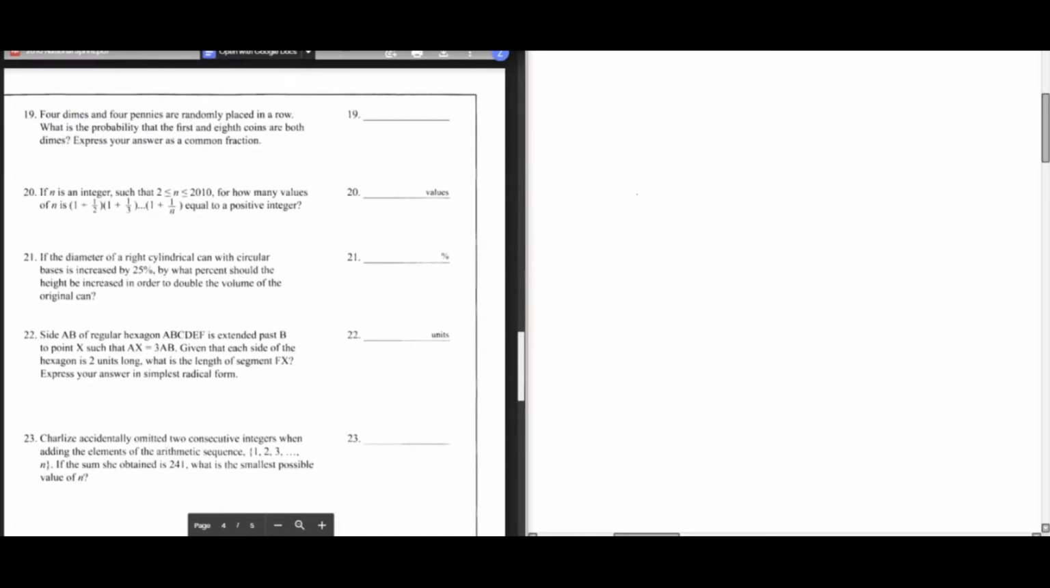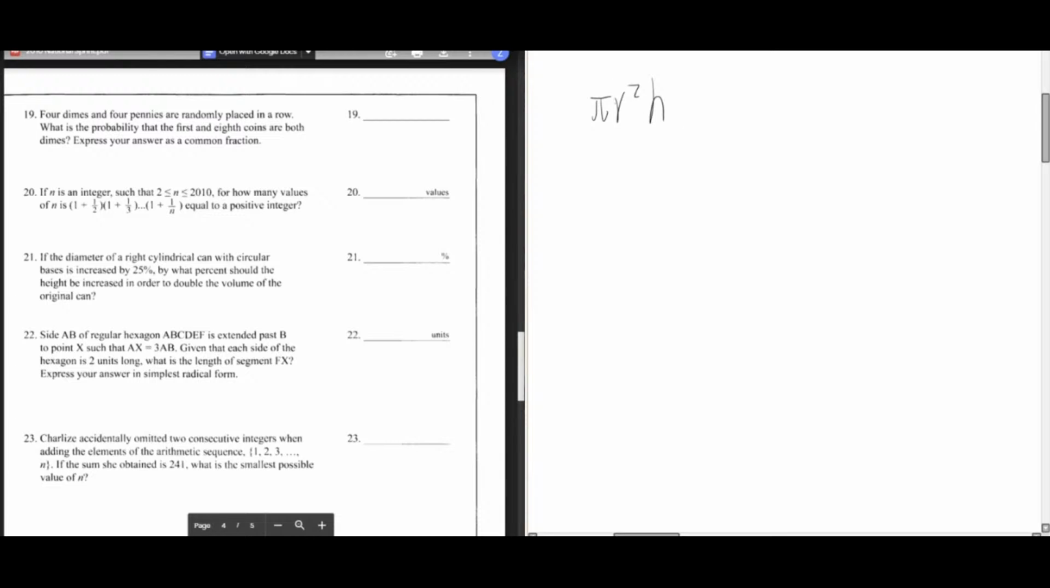So, let's think about the equation for a cylinder, right? The equation for the volume of a cylinder is just pi r squared h, right? Here, since these two cylinders are similar, we can just look at the ratios of each of these terms.